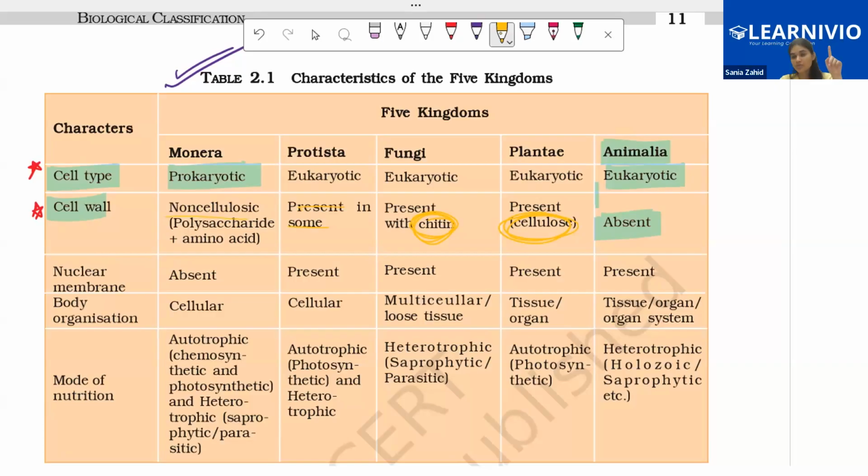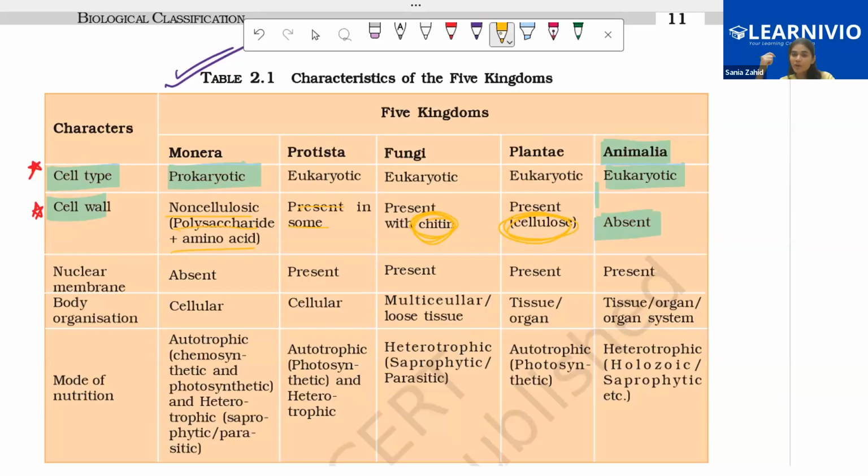That means it is not made up of cellulose. Then what is it made up of? It is made up of polysaccharides and amino acids. Will you remember this? Yes. Let's revise. What are the components of the cell wall for Monera? What is the cell wall of Monera made of? Polysaccharides and amino acids. Yes.